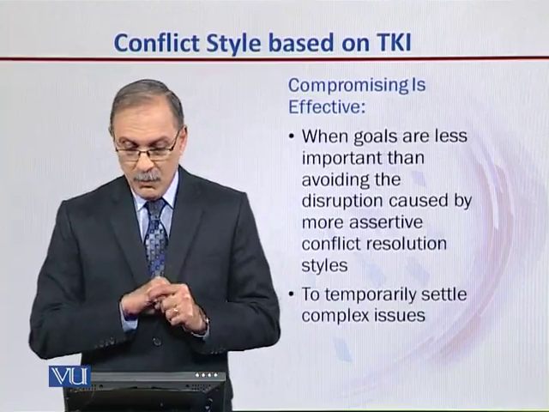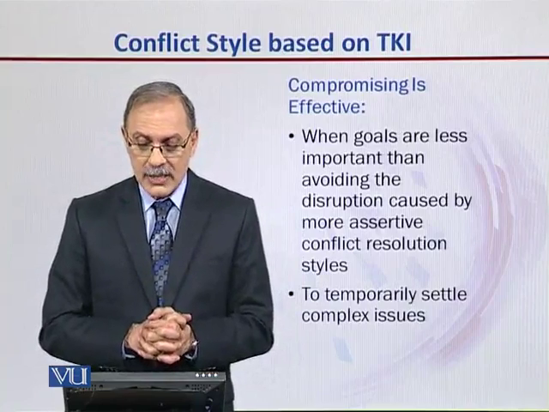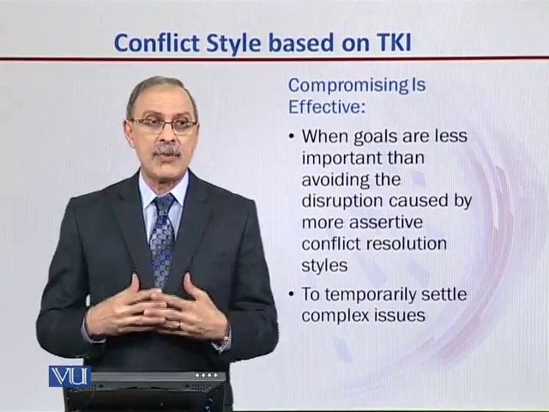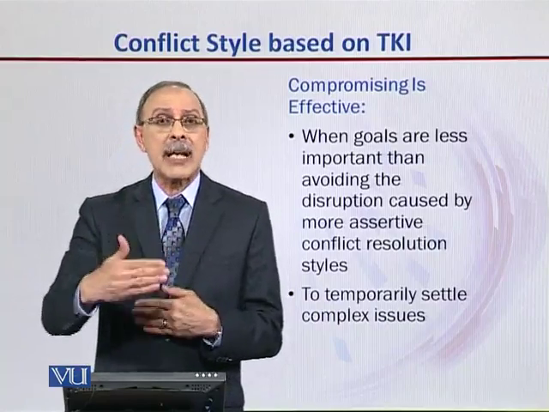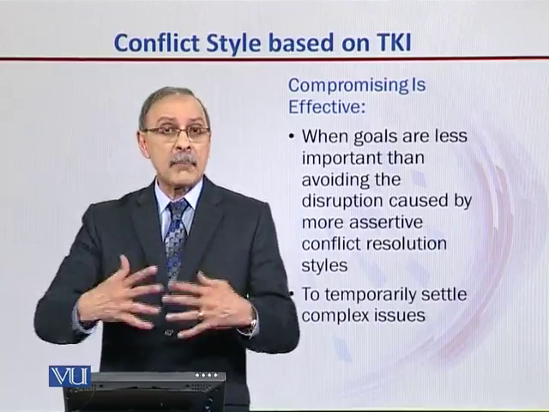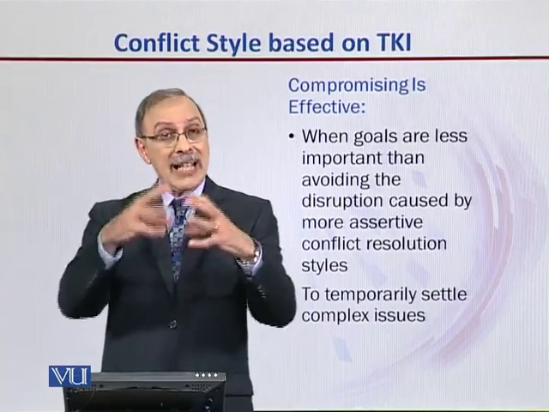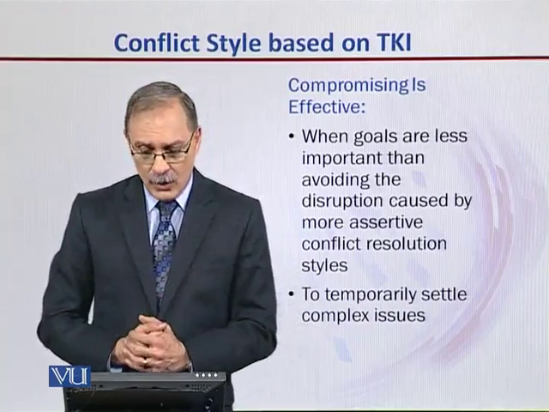Compromising is effective when goals are less important than avoiding the disruption caused by more assertive conflict resolution styles. The goals or objectives and aims are not as important, and so you allow for other more assertive styles. Compromising is the middle ground. The other four styles are more assertive, are stronger, and you let them take over.